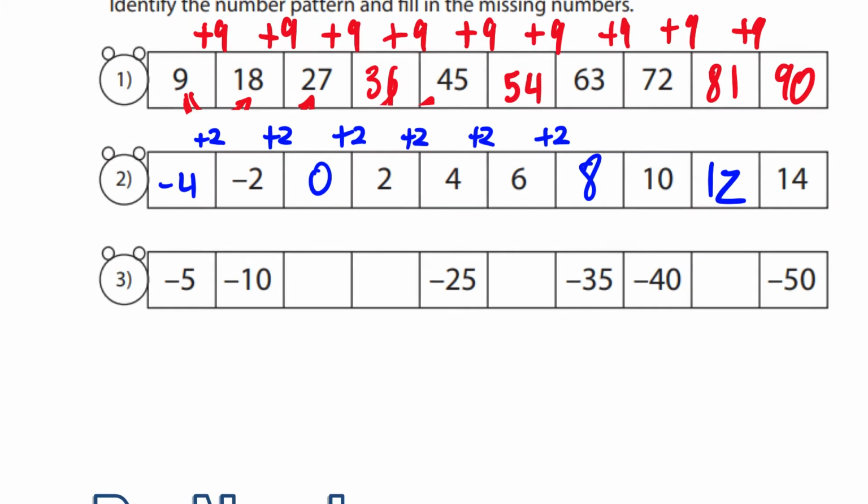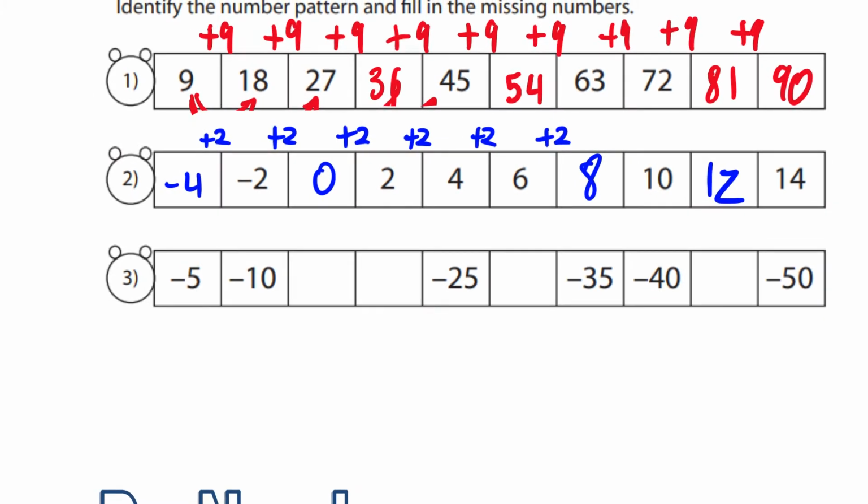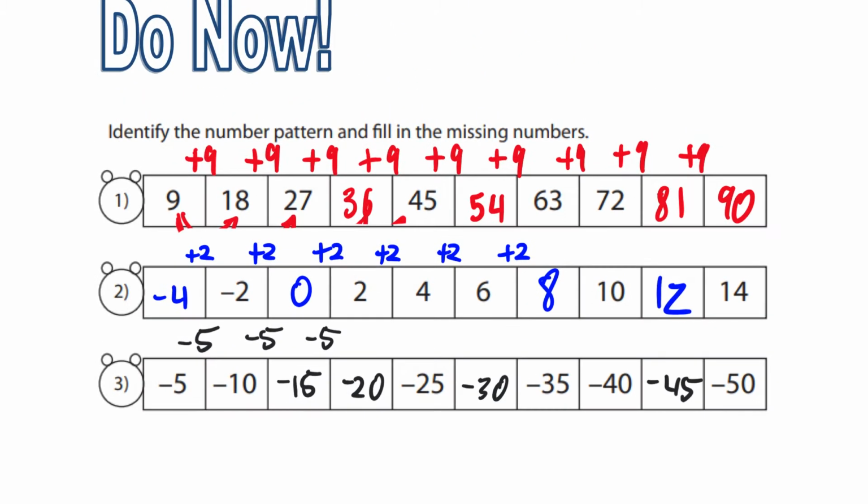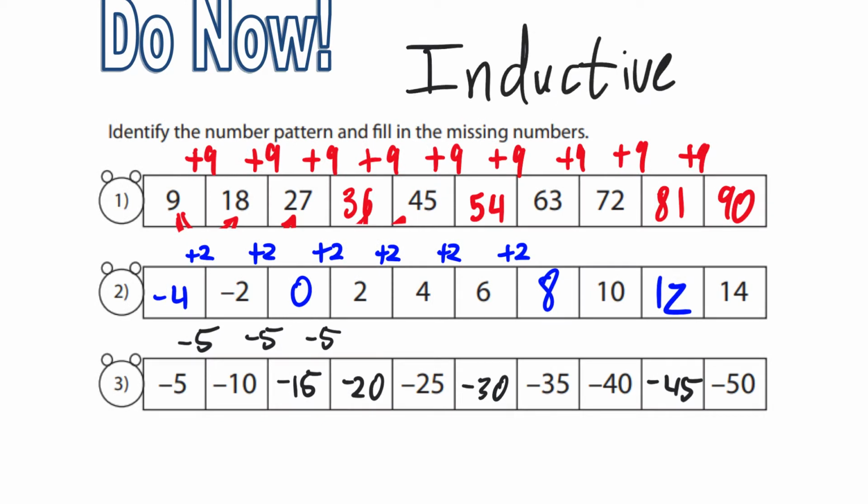And then on this last one, what's happening? 5. We're subtracting 5 each time, right? So negative 15, negative 20, negative 30, negative 45. Okay, so what that is right there is an example of what we call inductive reasoning. We talked about that on Friday, and we're not going to talk about that today. We're going to talk about inductive versus deductive tomorrow, but just to remind you of that.